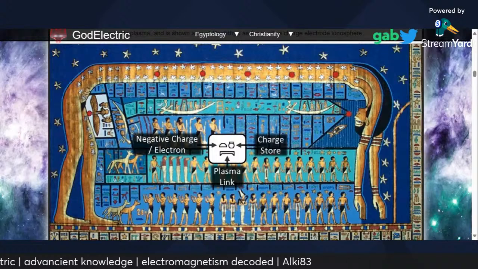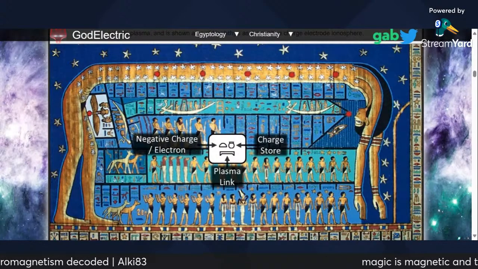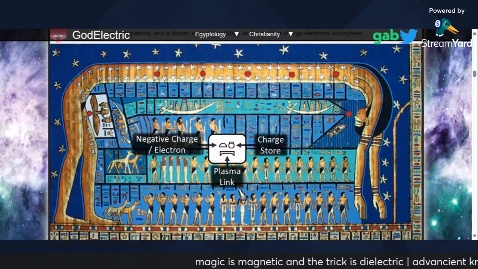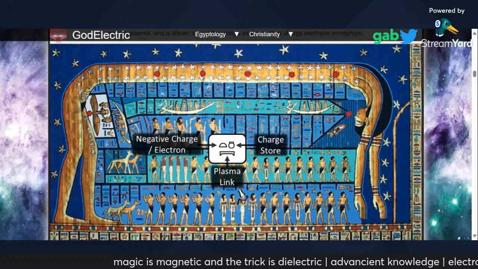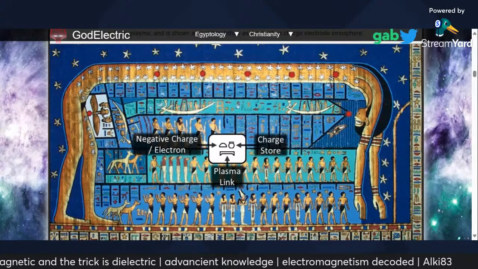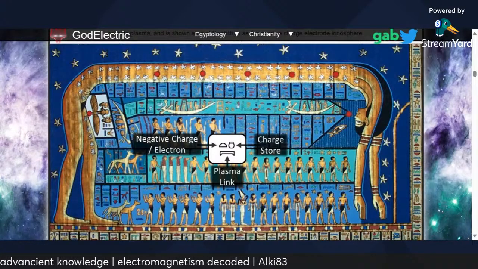Egyptologists, however, understood her to mean only the sky, but at God Electric we have deciphered the hieroglyphs as pictograms, revealing that she is actually the plasma link supporting the flow of negative charge to a charge store. In other words, she is the flow of negative charge in space. Being the backbone of the stars, she is the neural pathway of the cosmos.